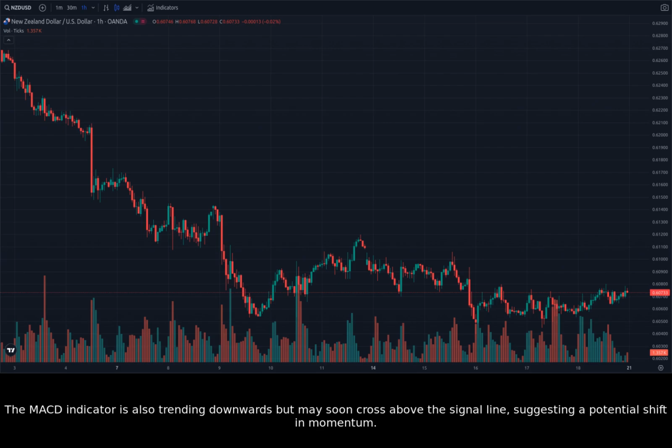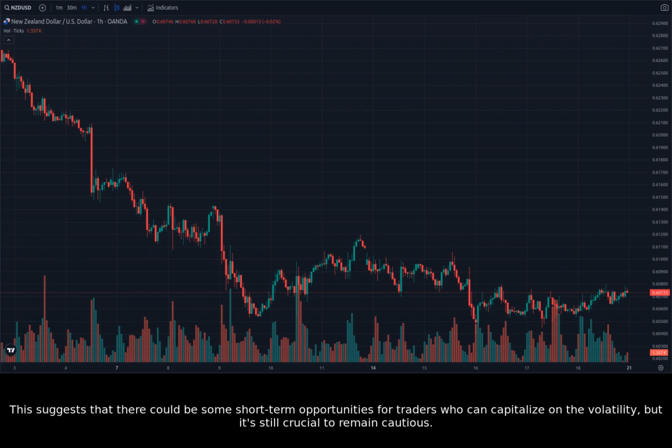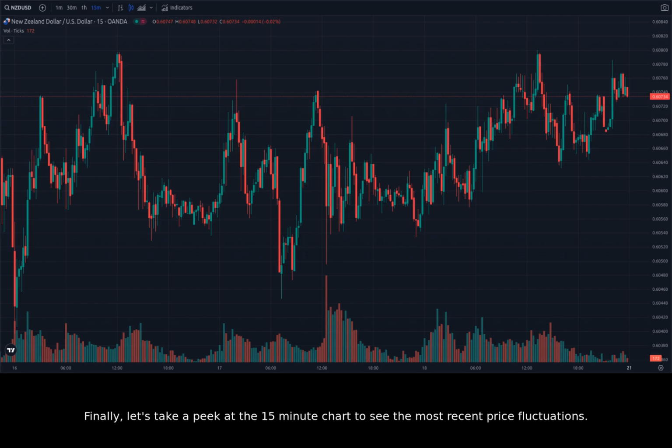The MACD indicator is also trending downwards, but may soon cross above the signal line, suggesting a potential shift in momentum. It's important to note that the 1-hour chart shows a more dynamic picture compared to the daily chart. This suggests that there could be some short-term opportunities for traders who can capitalize on the volatility, but it's still crucial to remain cautious. Finally, let's take a peek at the 15-minute chart to see the most recent price fluctuations.